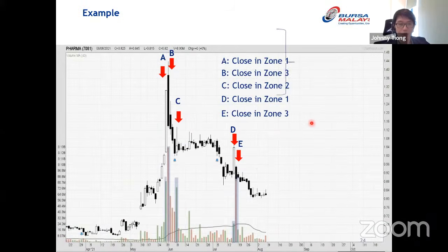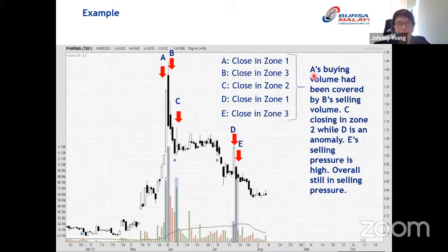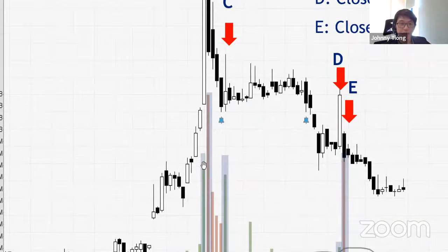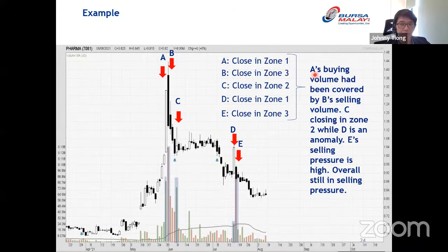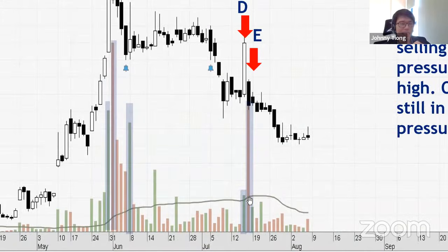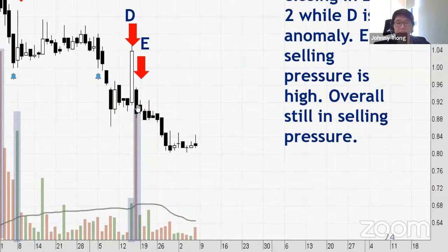So what can we interpret from this chart? A's volume had been covered by B's selling volume. For day A and day B, you see A's buying volume, and also B's selling volume. So we can say that A's buying volume had been covered by B's selling volume. C's closing is zone 2 while D is an anomaly. Why I say it is an anomaly: because we just need a little effort to push the stock price more than 10%. So for me, it's an anomaly.